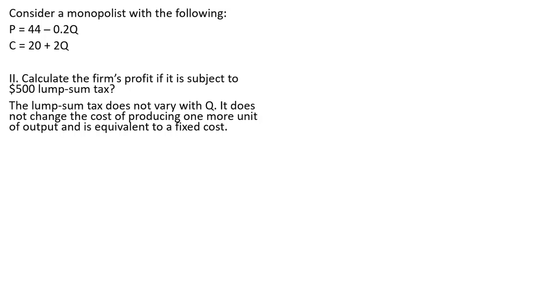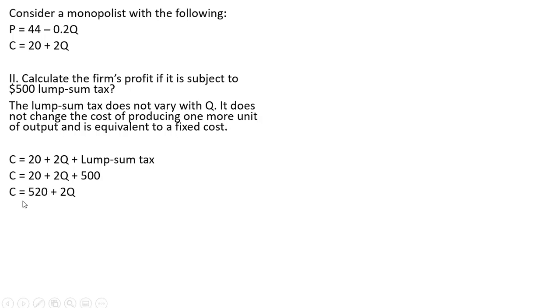A lump sum tax would also be similar to a fixed license fee. If the government required this firm to pay, say, an annual fee of $500 per year, it would look exactly like what we're going to solve here. So we're going to change our total cost function now to take into account the lump sum tax. So we're going to plug in $500 for the lump sum tax, and then just simplify here. The firm's total cost of production are now 520 plus 2Q.